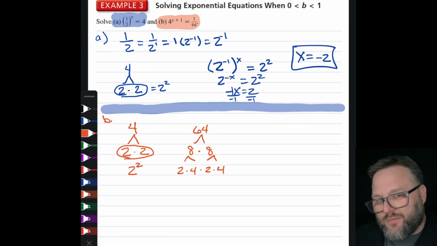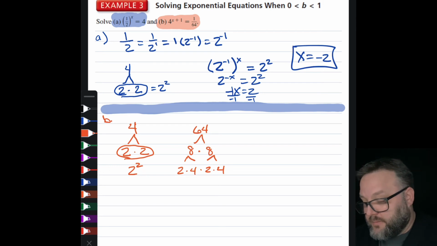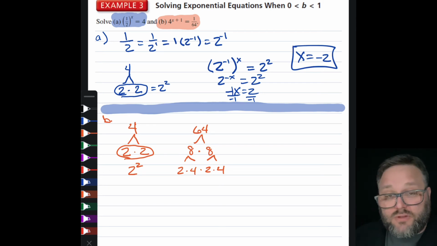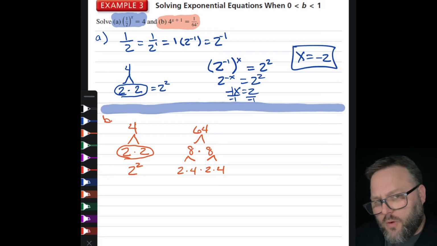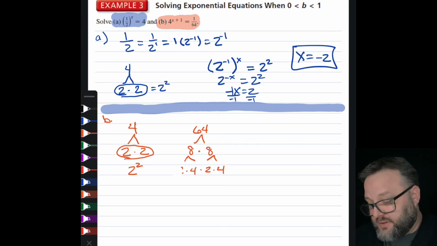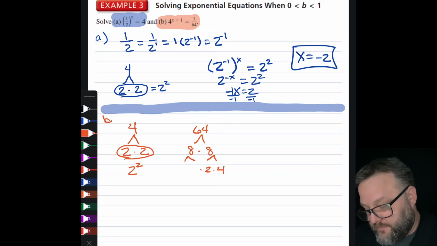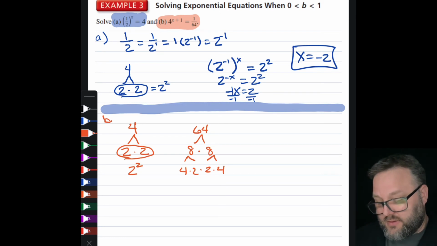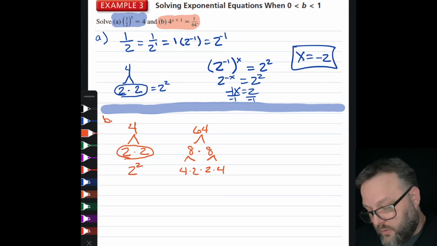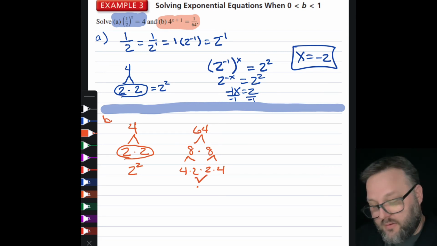64 is a little bit more fun. Here's what I mean. I get 64 as 8 times 8. Then I factor 8s, and I get 2 times 4 is 8. So I do that twice. But since the order of multiplication doesn't matter, I can switch that 2 and the 4 here. And realize that 64 is nothing more than 4 times 2 times 2 times 4. Well, these 2's actually make 4.